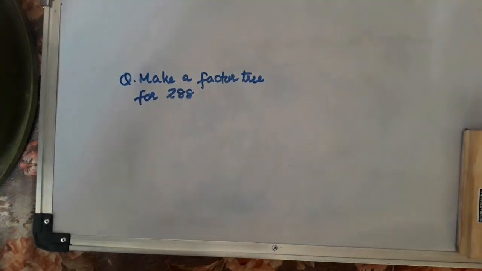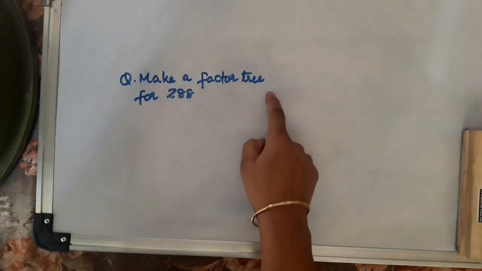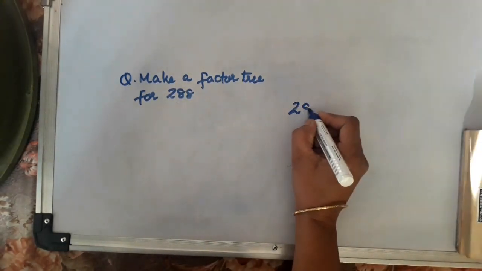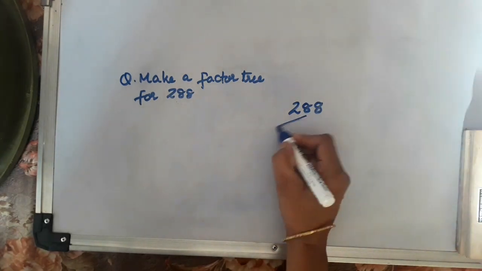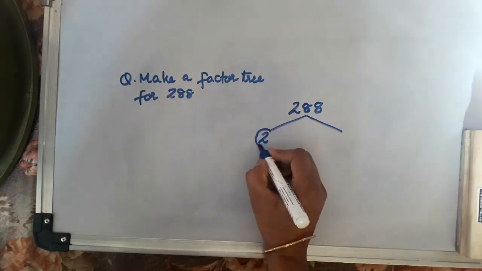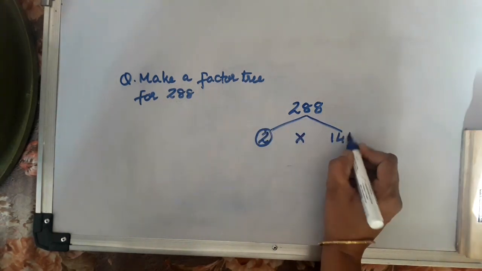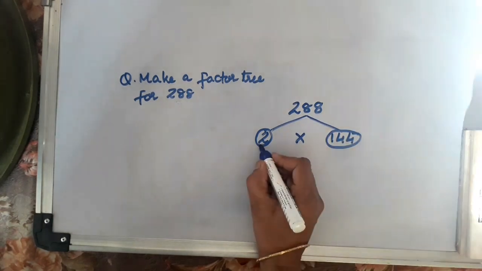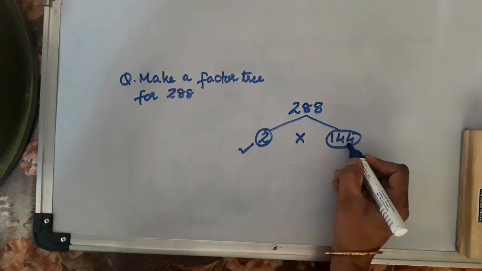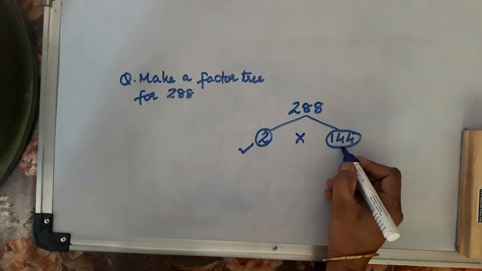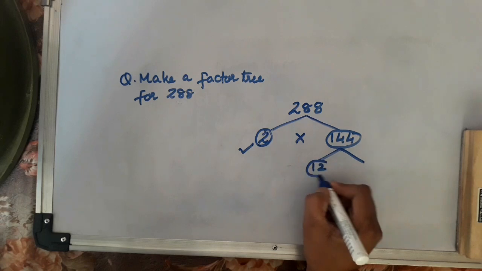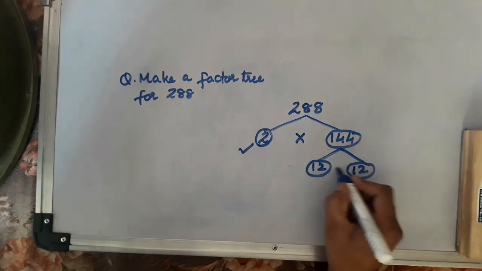See the question given here. We have to make a factor tree for 288. So we start with 288, and as we know that the number is divisible by 2, we start with 2. So I get here 2 into 144. Now 2 is a prime number, so we stop this branch, and 144 we go ahead, and as we know, you can write it as 12 twelves are 144. So here I am writing 12 twelves are 144.